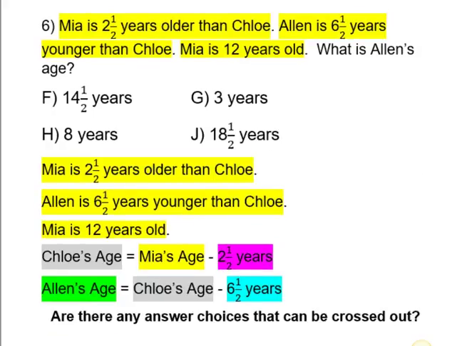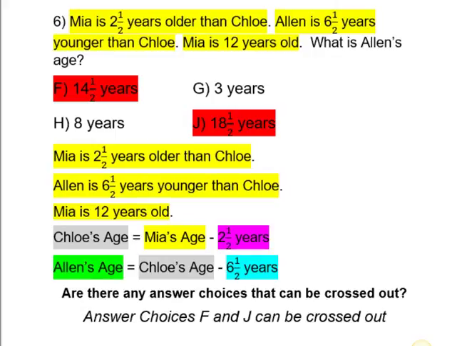Are there any answer choices we can cross out? Okay, looking at our information. So we know Chloe's age is 12 minus 2.5 years. And then for Alan's age, once we find Chloe's age, we can subtract 6.5 years from that. We can cross out answer choices F and J because they both are too old of an age for Alan. If Mia is 12 years old and Chloe is 2.5 years younger than that, and Alan is 6.5 years younger than Chloe, then there's no way that Alan could be 14.5 or 18.5 years old. Now we just need to focus on G, 3 years, and also H, 8 years.